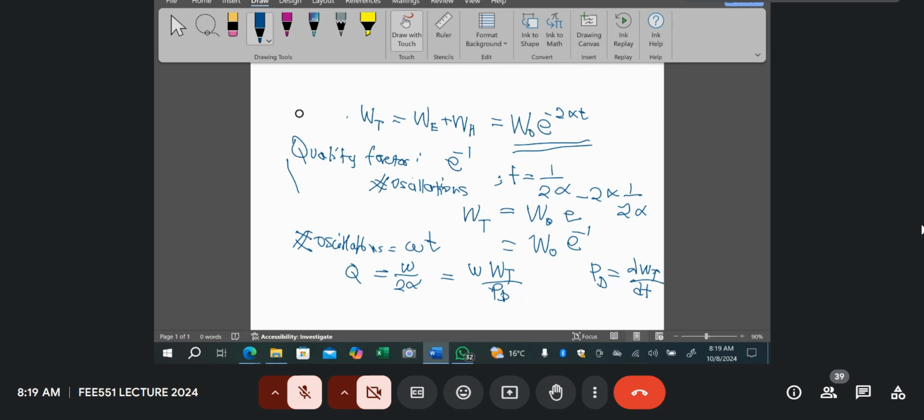And now we see why we normally say Q is equal to 2 pi times total energy stored over energy dissipated per cycle, because now you can write this as 2 pi, should be 2 pi f. So you can have 2 pi omega t over T times PD. And that would be 2 pi times total energy stored over energy dissipated per cycle, because now we have T times PD.